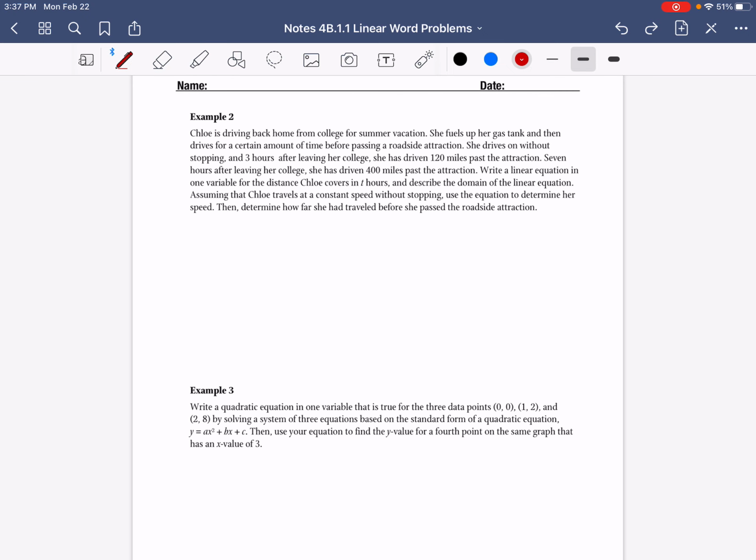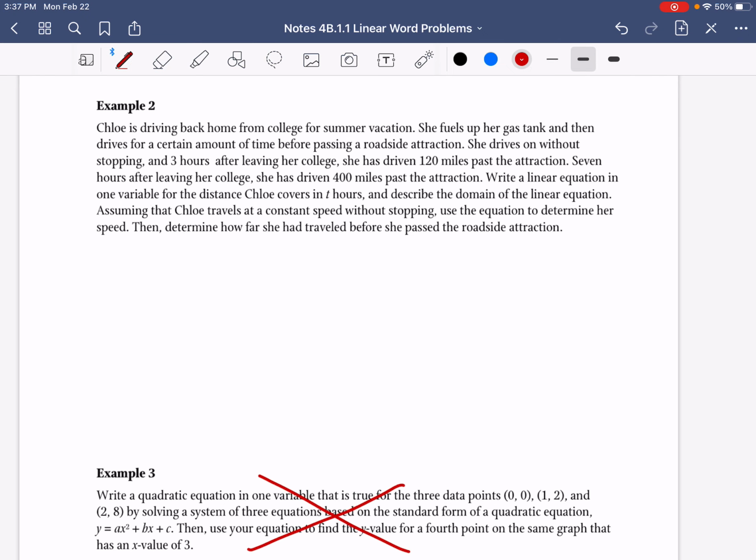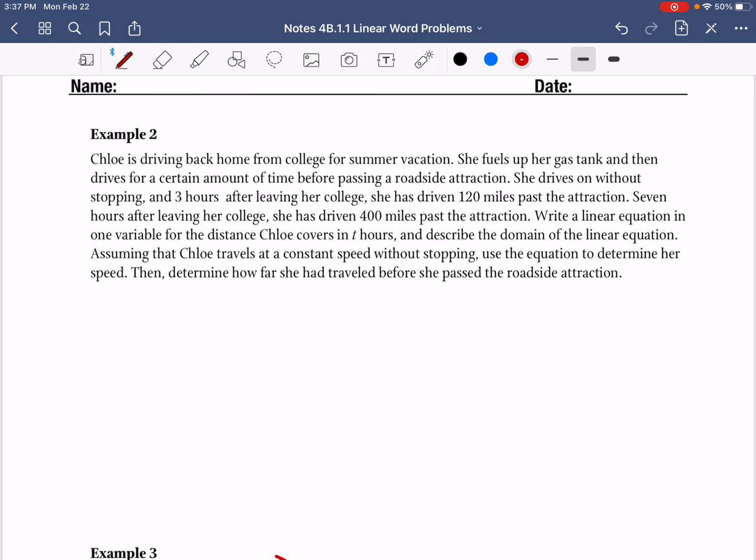All right, number 2, we're not going to do number 3, we're going to do number 2. It says Chloe's driving back from college for summer vacation. She fuels up her gas tank and then drives for a certain amount of time before passing a roadside attraction. She drives on without stopping, and 3 hours after leaving her college, she's driven 120 miles past the attraction. 7 hours after leaving her college, she has driven 400 miles past the attraction.